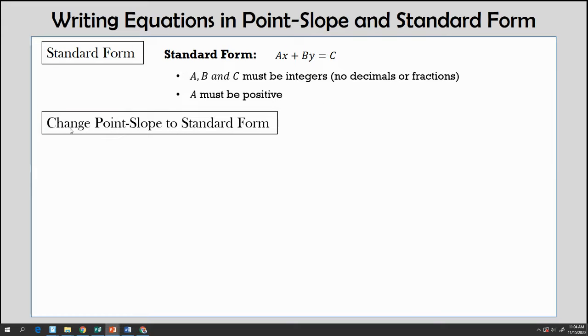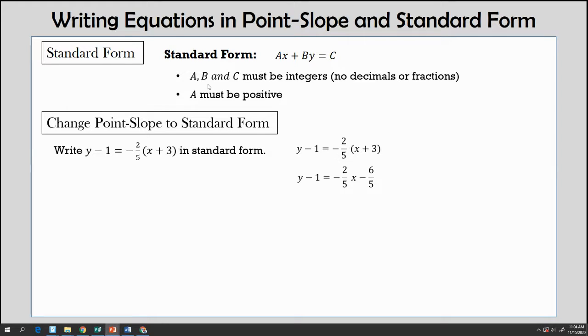All right. Let's talk about changing point slope to standard form. So point slope is y minus 1 equals negative 2/5 times x minus 3. Now, you should recognize that as point slope form. So to change point slope form to standard form, we're going to have to distribute our negative 2/5 through the parentheses. Give me negative 2/5 x minus 6/5. Now if you look at the form, I want the x term and the y term on the left, and the c is just the number with no variable attached, and that on the right.